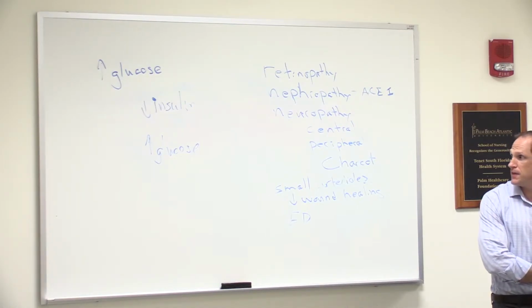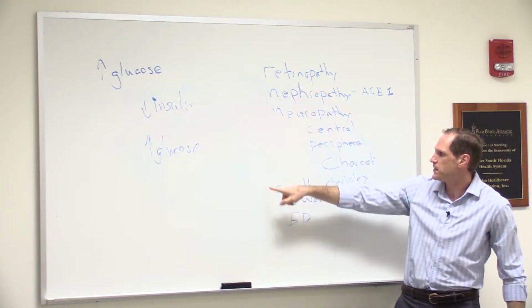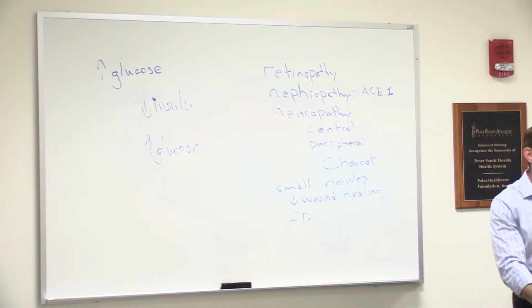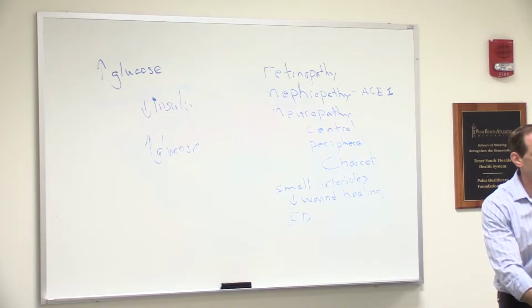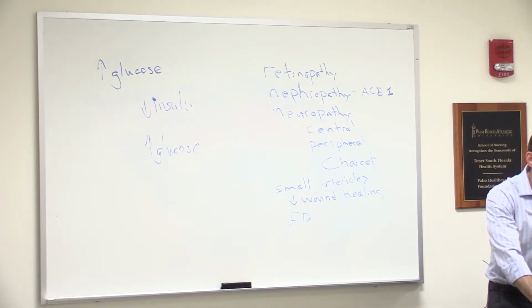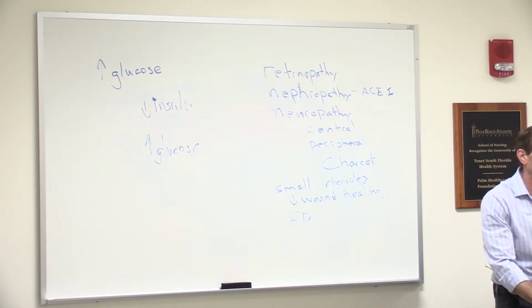Now, all of these, so 1, 2, 3, 4, so retinopathy, nephropathy, neuropathy, and small arteries, all 4 of those are considered microvascular. How long does it take for those to occur? Long time. Now, who's more likely to get them, a type 1 or a type 2 diabetic?